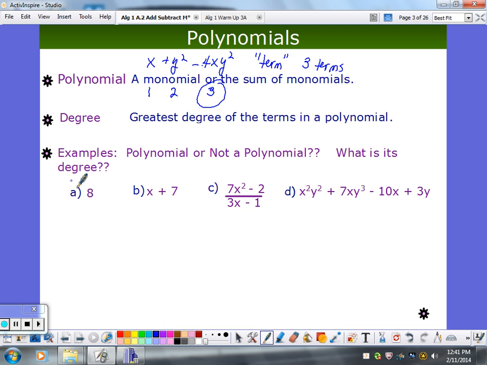Not that bad. Is everything a polynomial? No. All right. 8. Is this a polynomial? Yes. x plus 7? Yes. This one? No. Why not? Variable in the denominator. This one? Yes. Okay. Now what about degree? What's the degree of this one? 0. Degree of this one? 1. Because this one is 1, this one is 0. Take the biggest.